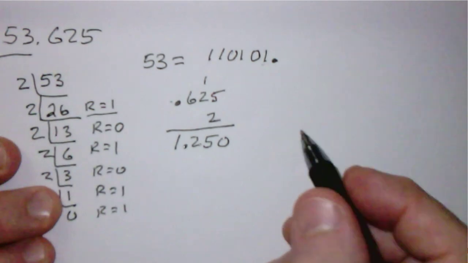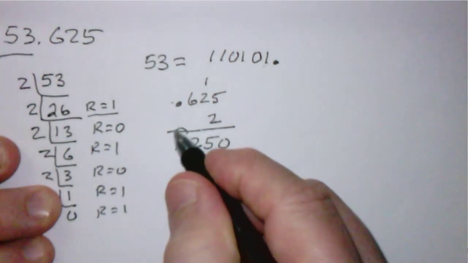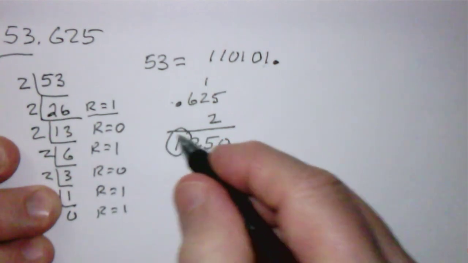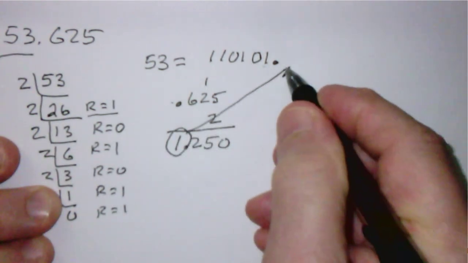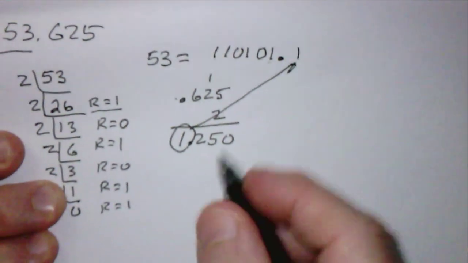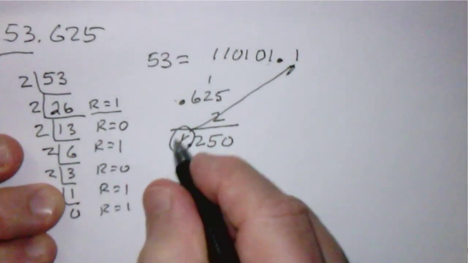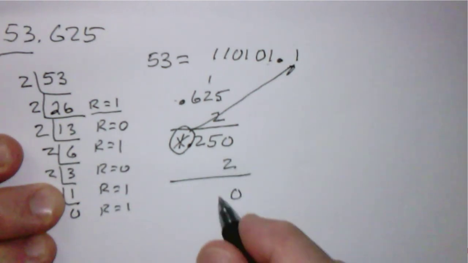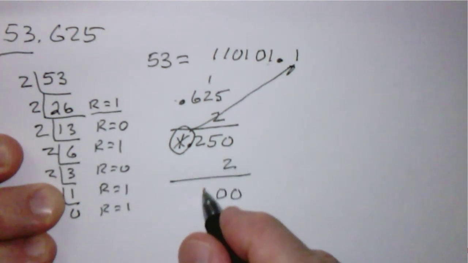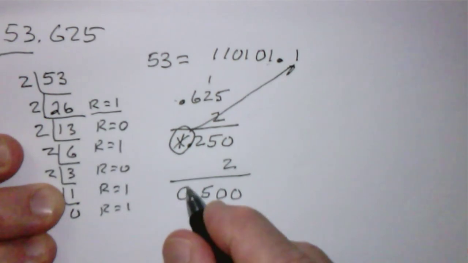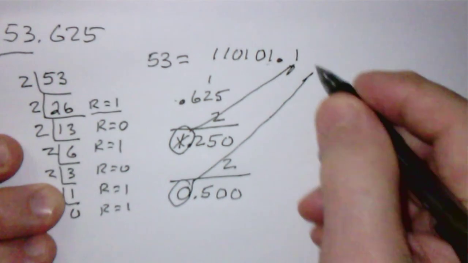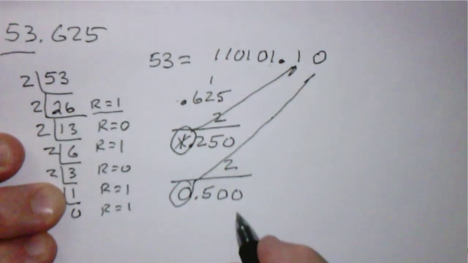Now what we do, if this is a 1, we take this away and we put it just to the right of the decimal point here. And then now this is gone, and we multiply this. 2 times 0 is 0. 2 times 5 is 10. Carry 1. 2 times 2 is 4, and 1 is 5. So now we take this one, and we put it right next. It's a 0. And then 2 times 0 is 0. 2 times 0 is 0.